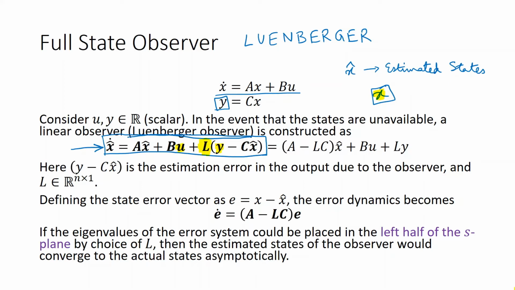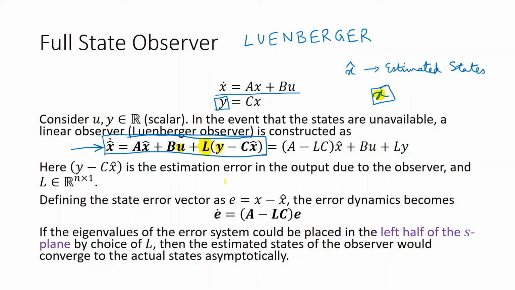You will design this gain L in such a way that your x hat approaches the actual states x asymptotically. This is what the goal is for any observer design. Your observed state must approach the actual state, at least asymptotically. So that is exactly what this particular observer will do. How it is getting done, let us see.